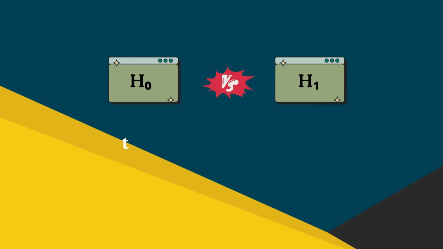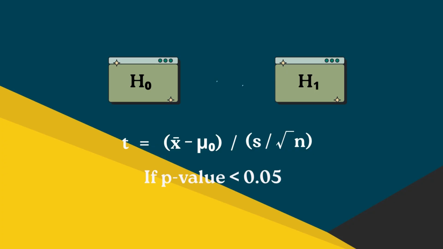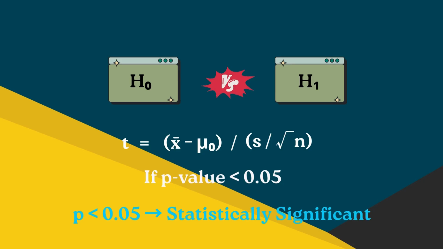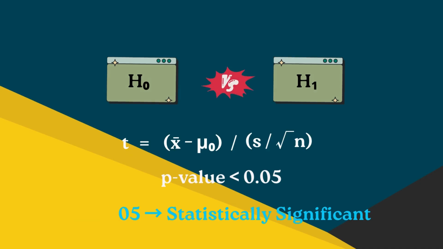We collect sample data and calculate test statistics such as a t-value or z-score. Then we compare this to a threshold called the critical value or find the p-value, which tells us how likely a result is if the null hypothesis were true. If the p-value is small, typically below 0.05, we say the result is statistically significant and we reject the null hypothesis. It means what we observe is unlikely to be random. There is likely a real effect.